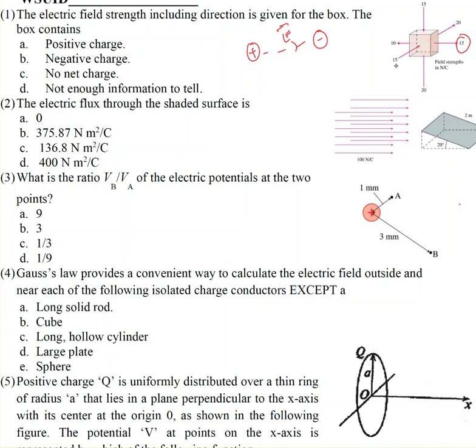Now 15 Newton per Coulomb is going in, and 20 Newton per Coulomb is also going in. So we'll see what are the total electric fields going into the box. So I have 15, here is one first 15, another 20, another 15. So 15 plus 15 plus 20. That's the total electric field going in.